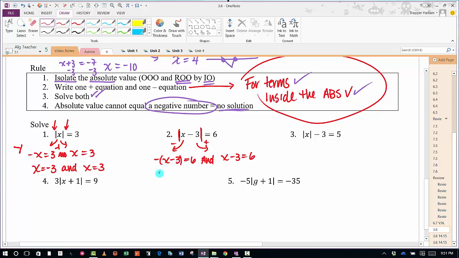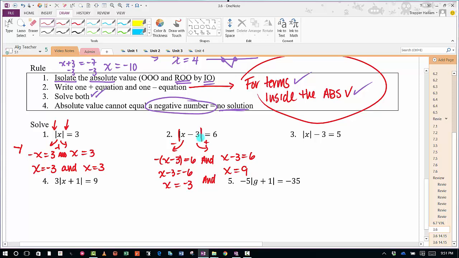Move that negative to the other side. So x minus 3 equals negative 6. And then I'm going to go ahead and add 3 to the other side. So x equals negative 3. Right, and my other possible solution is positive 3 to the other side here, so x equals 9. So there's my two possible solutions.